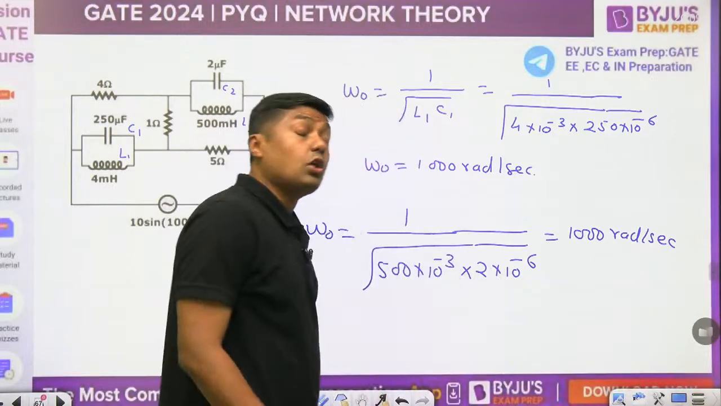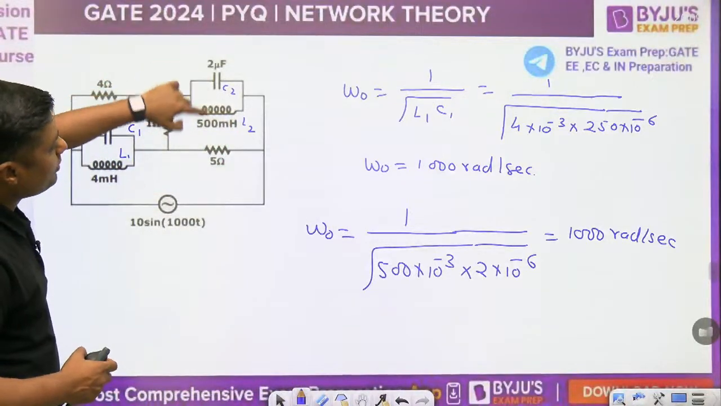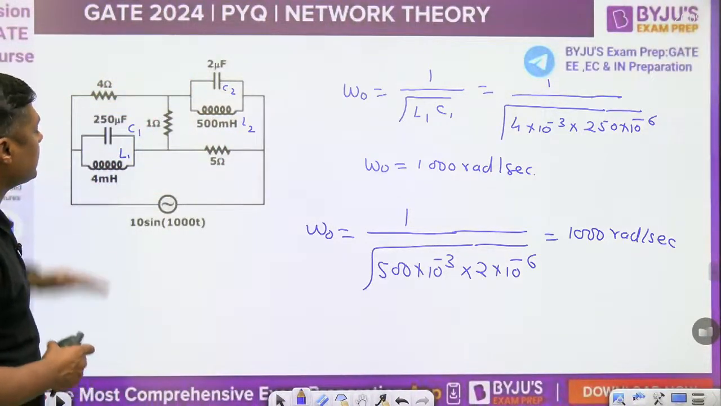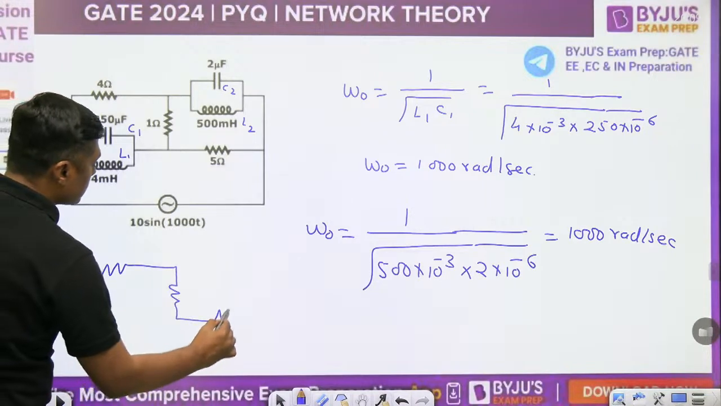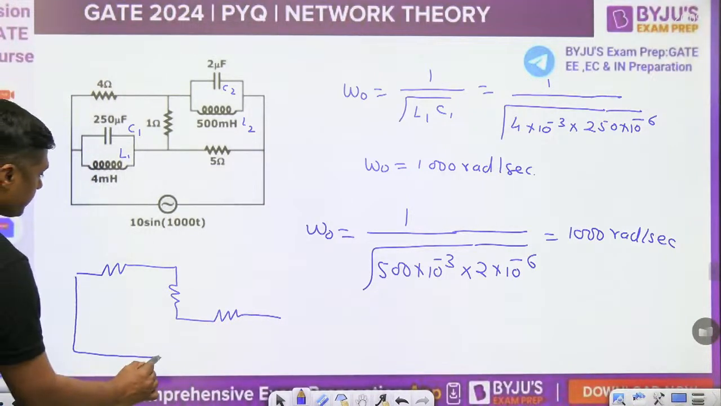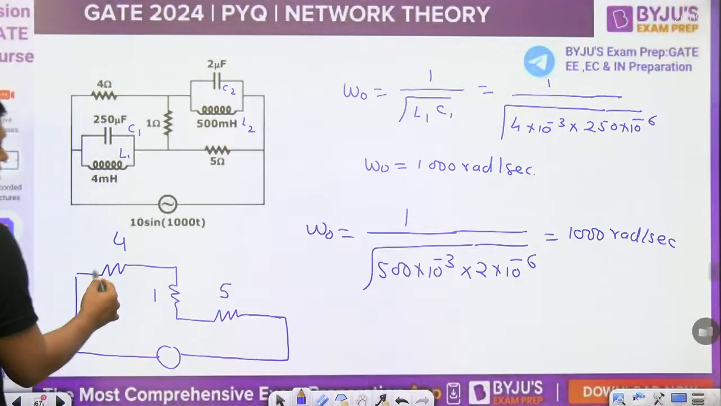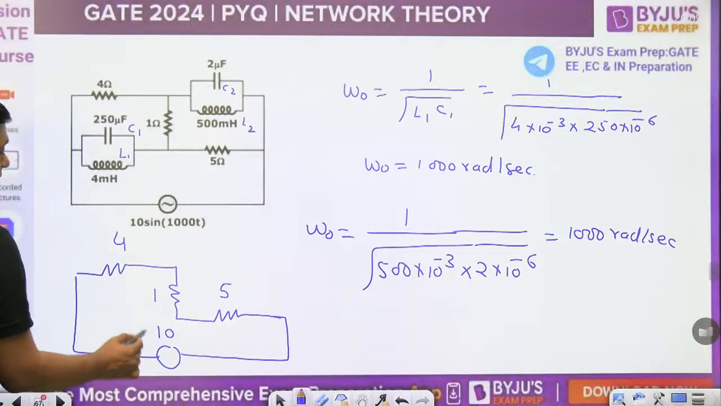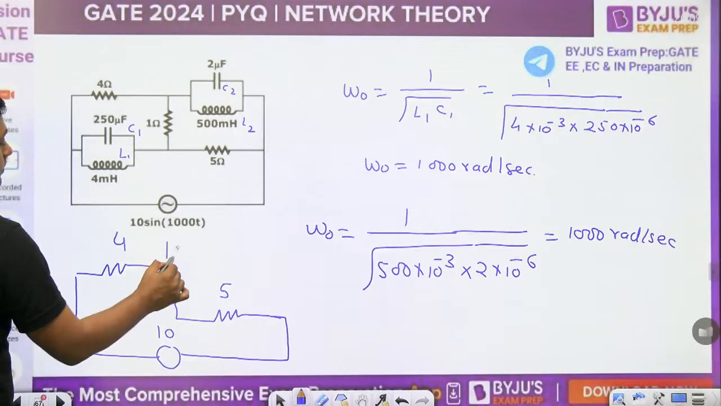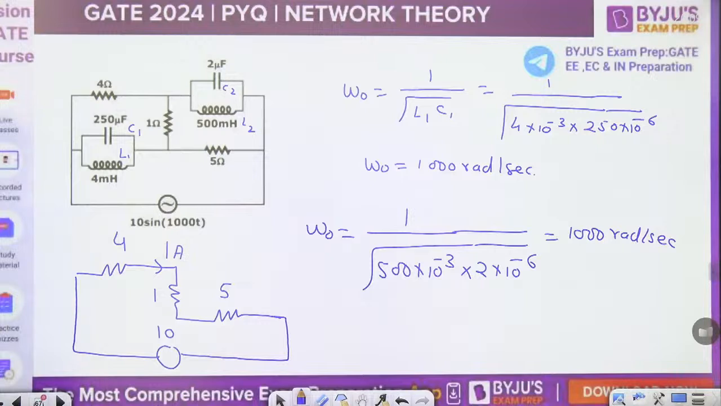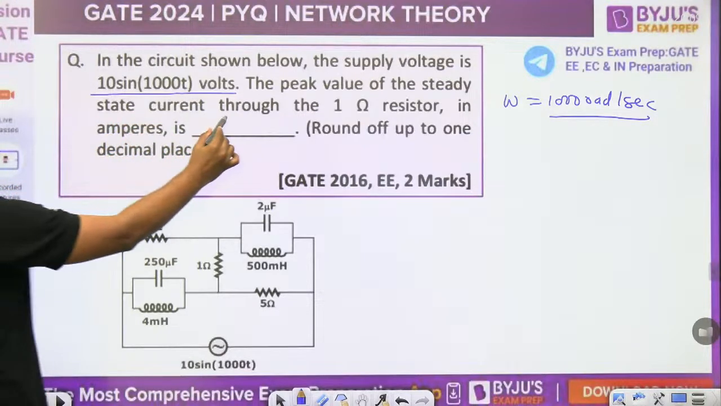And what is the frequency of the given signal? 1000 radian per second. If it is 1000 radian per second, remember the LC combination will act as an open circuit. This will act as an open circuit, this will act as an open circuit. So we are left with resistors, 3 resistors in series: 4, 1, 5. What is the total resistance? 4 plus 1 is 5, 5 plus 5 is 10. And what is the peak value of the signal? 10. So what is the current here? 10 divided by 10, 1 ampere. This is the peak value of the current, because in the question the peak value of the steady state current is asked.